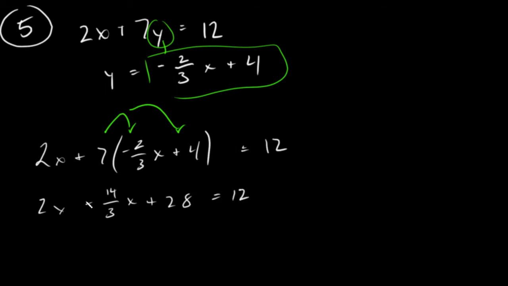Use your calculator for this if you don't know how to do it. 2x minus 14 over 3x is, well, 2 is 6 over 3. And so 6 minus 14 is negative 8. I didn't screw up, did I? Did I write the problem down right? Yeah, I think I wrote it down right. I think it's supposed to be hard.